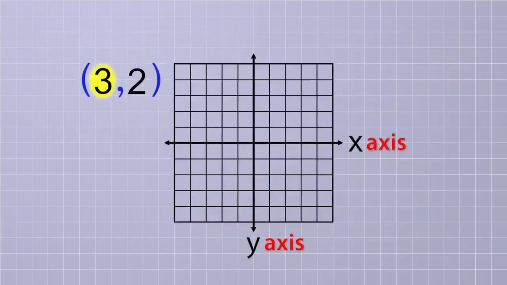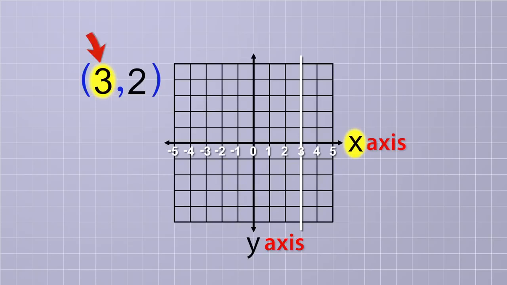First, we locate the x value along the x-axis, which is at 3 in this case. But instead of putting a point there, we draw, or just imagine, a line perpendicular to the x-axis that goes through the 3. We do that because the first number in the ordered pair only tells us where along the x-axis the point is, but it could be anywhere along the y-axis. We won't know that until we plot the second number. So temporarily, we just draw a line there to represent every possible point that could have an x value of 3.